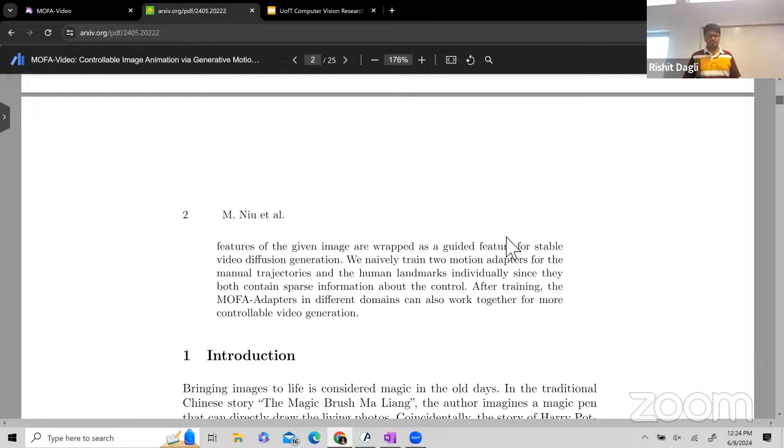Right. So let's talk about the video diffusion generation process. This is a process of creating video frames using a diffusion model. And as I told you, a diffusion model iteratively refines the frames from an initial noisy state to a clear and stable state based on the motion flow and features. So MOFA-Video naively trains two motion adapters. One is used for manual trajectories and the other is used for human landmarks.